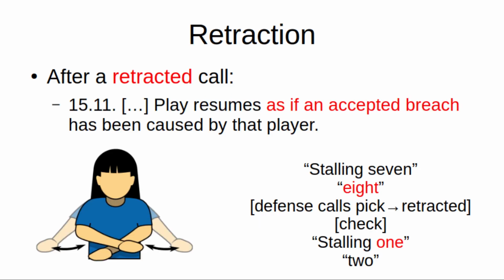The next case that we look at is the retracted call, and it's easy. Just remember that retracting a call is the exact same equivalent as accepting a breach, so that the player who has stopped the play incorrectly is punished. For example, if the defense calls a pick, but then retracts the call because they admit or figure out that yes, indeed, there was more than 3 meters, it was not really a pick, then the defense is punished and it goes all the way back to stalling 1.